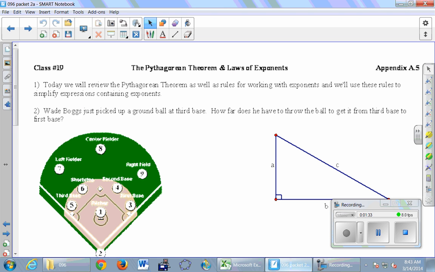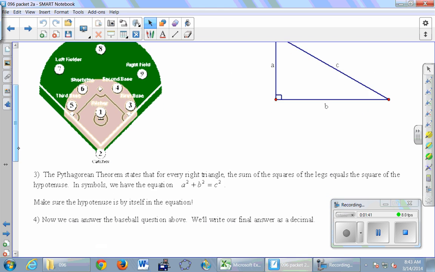Okay, so let's think about this. We got that picture right there, and Boggs is over at third and throwing to first. So I'll draw a line on here and say basically we're trying to find the length. Let's see, where's third base is here. We want to know how long that thing is. Anybody happen to know any facts about the baseball diamond?